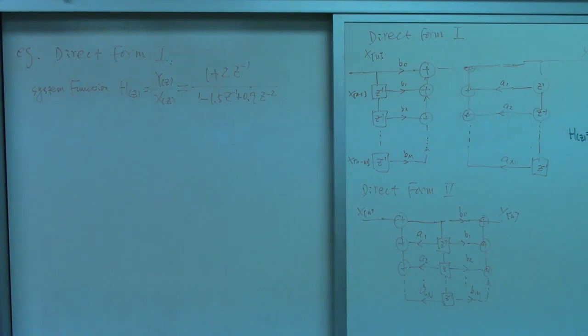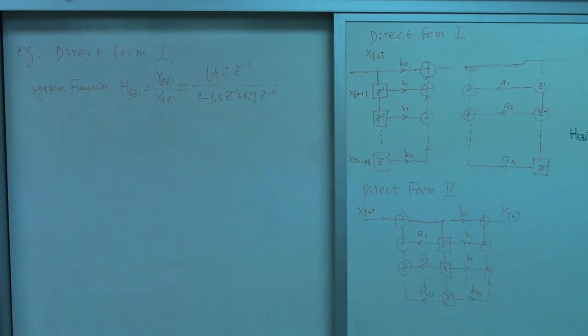I have both of them, but can you explain why you have this? Okay, let's see. From this system function, if you write the difference equation, this gives you yn minus 1.5 yn minus 1 and plus 0.9 yn minus 2. That is the inverse of the z transform. Then it equals xn plus 2 xn minus 1.